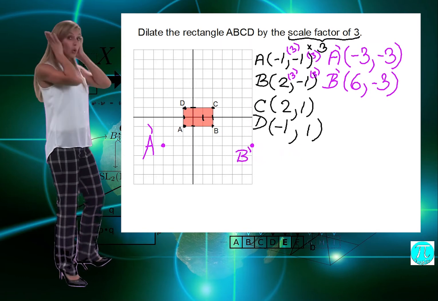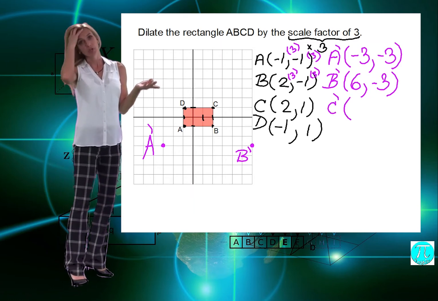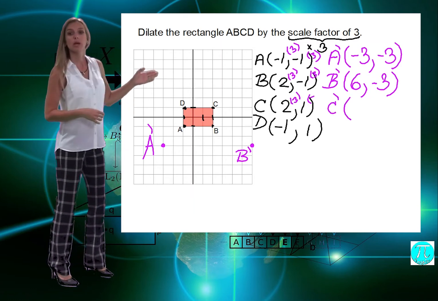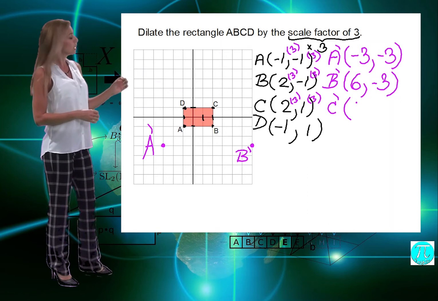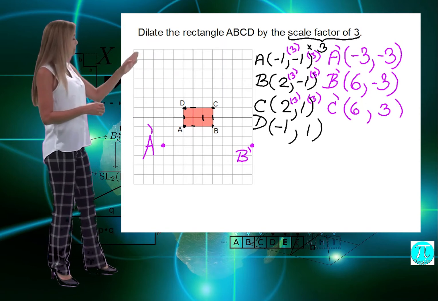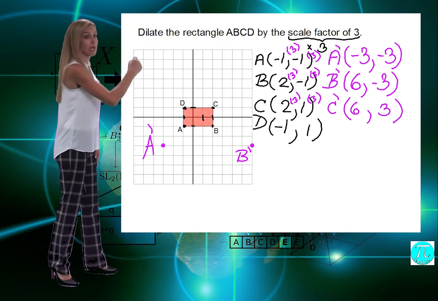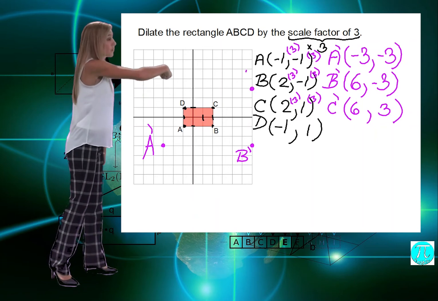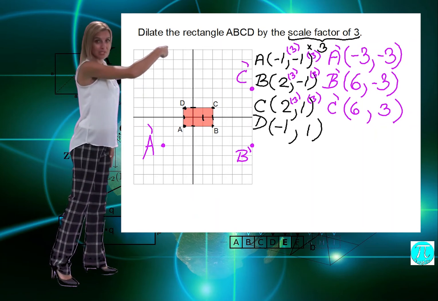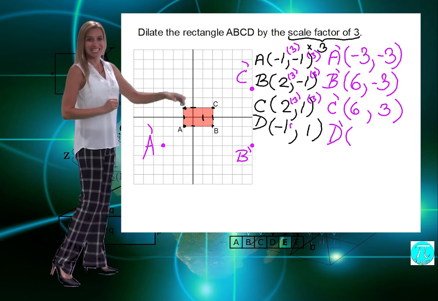Now we have our point C. What do we do? Well, same thing. Every number, every coordinate is going to get multiplied by scale factor 3. 2 times 3 is 6. 1 times 3 is 3. So C prime coordinates is 6 on the x-axis, and then go up 3 units. That's C prime. Let's find D prime.